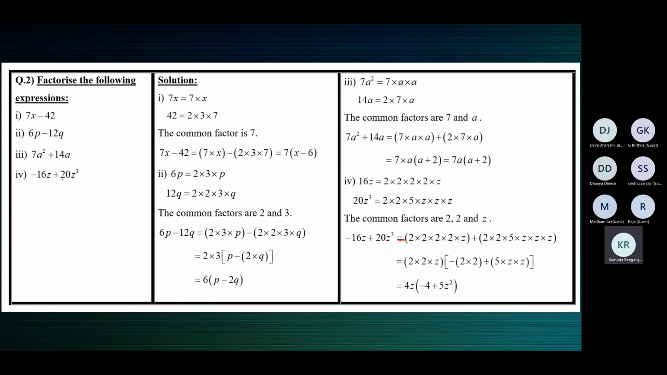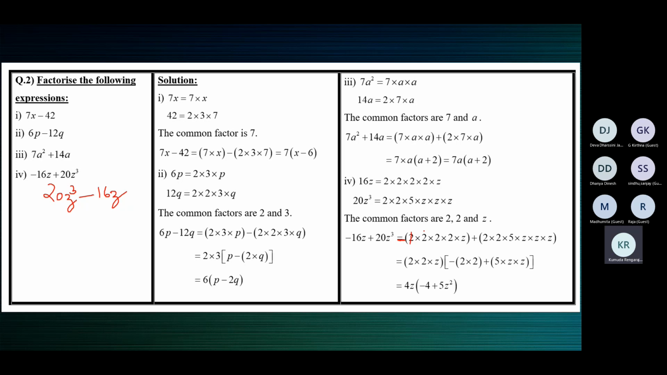You can also rewrite this expression as 20z cubed, children. Here, we can make it less complicated. You can write it as 20z cubed minus 16z and factorize it. No harm in doing this. You can just rewrite because it starts with a negative sign, minus 16z. See, if both were negative, you cannot do anything. But since one is negative and the other is positive, you can write the positive term first, 20z cubed, and then minus 16z. Or you can do it like this. Everything is fine, but I forgot the minus sign here.